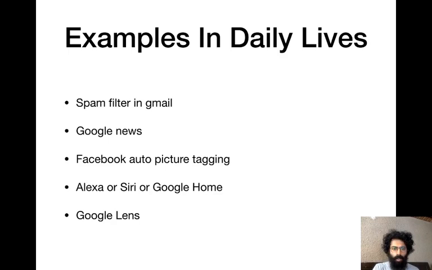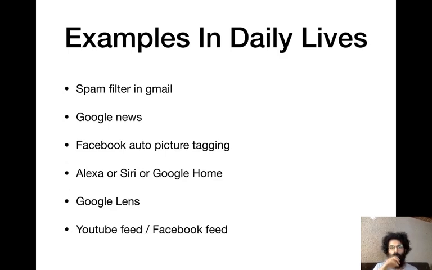Google Lens, we'll see a video of Google Lens, and then the YouTube feed. So how is the YouTube feed being programmed? Let's say you go through a feed and you watch some video to the fullest. YouTube understands that you are interested in this video, so you would be interested in similar videos as well. So the next time you open YouTube, it shows you similar videos.